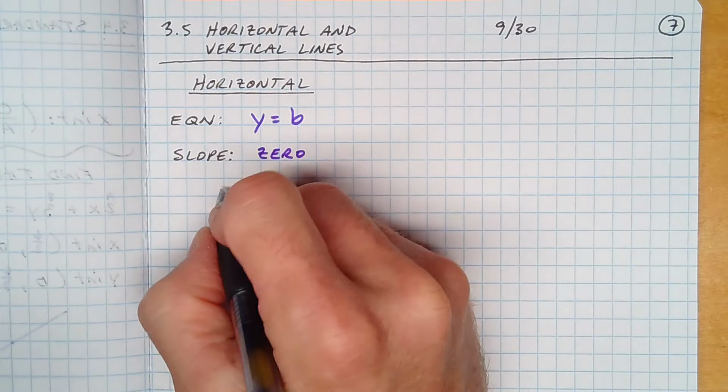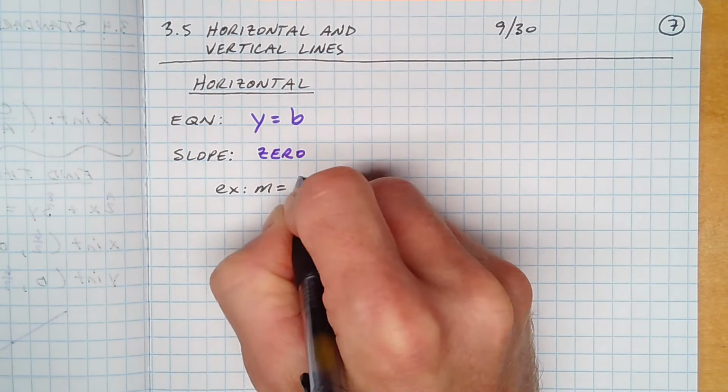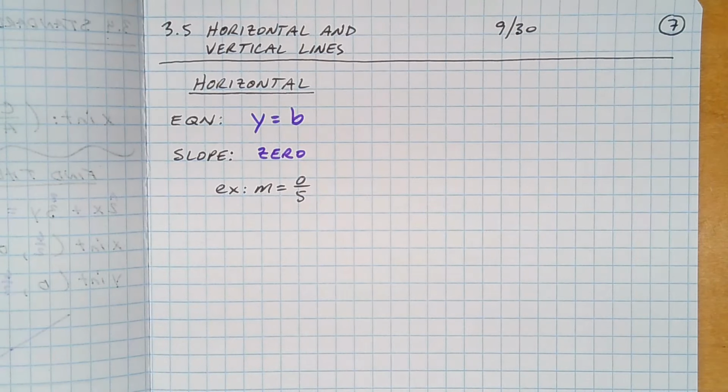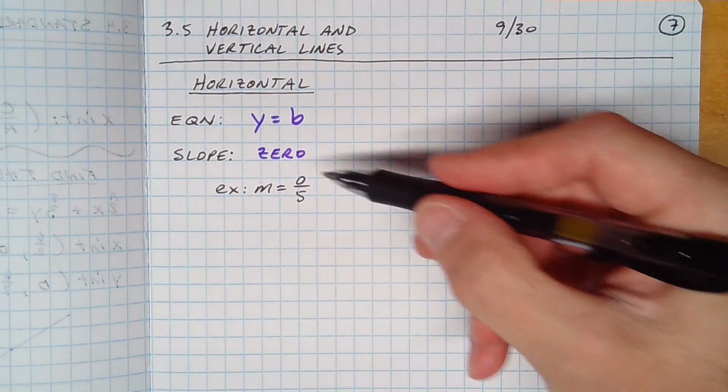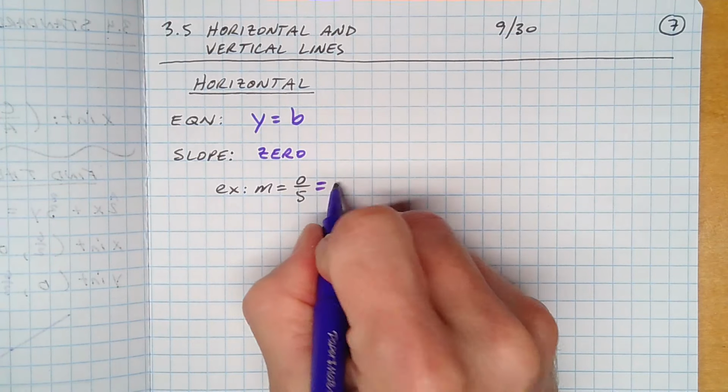So for example, if I had an equation where I had m equals 0 over 5, I would know that this is horizontal because 0 divided by 5 is equal to 0.